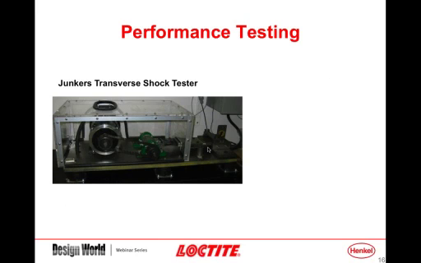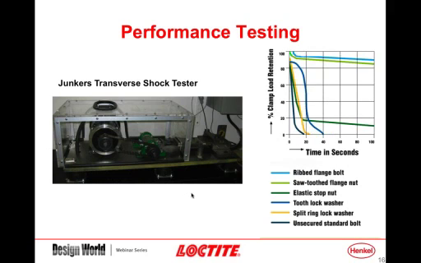you run it through the two plates, you tighten it to the specified torque, you turn on the transverse shock tester, and it essentially hammers the two plates and moves them relative to each other, creates side sliding, and it's a very effective method to very quickly generate data on relative performance of different locking devices. And there certainly is a difference. Some are much more effective than others.